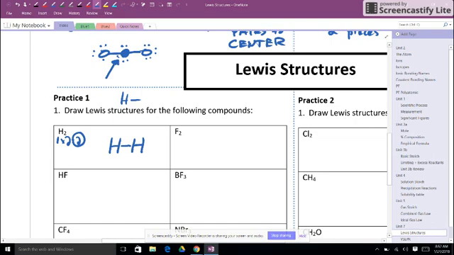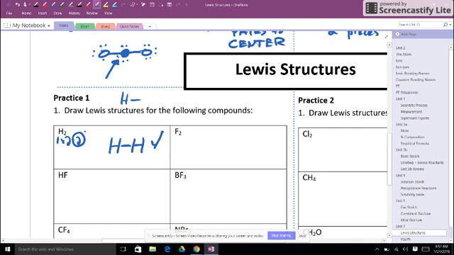Next, we are going to add lone pairs if we need to. We don't need to there. Now let's make sure that our picture matches our number. So I have 2 electrons right here. I have 2 electrons right here. So that does match. So this would be the Lewis structure for a hydrogen molecule. Okay, now next, let's look at fluorine.